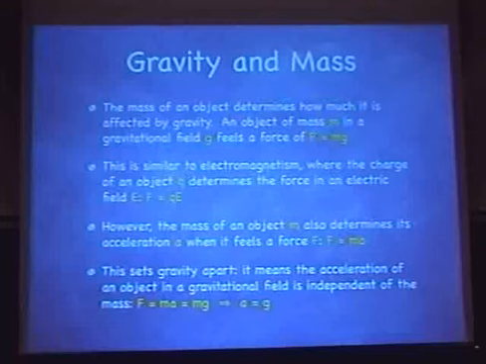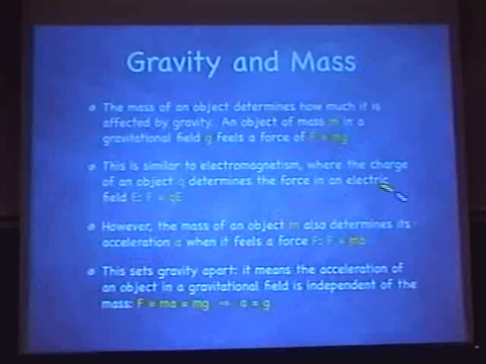But the thing about mass is that it plays a second role in physics. The role that makes it special is that it also determines how much acceleration an object undergoes because of some force. So if an object has mass m, when it feels a force F, the acceleration it undergoes is F equals ma. And the thing is that mass appears in both of these places, and this one is really special.